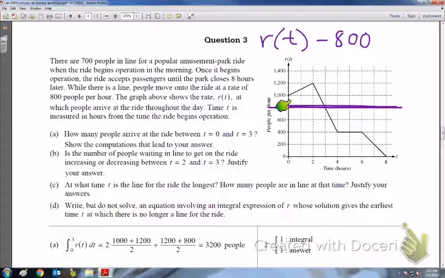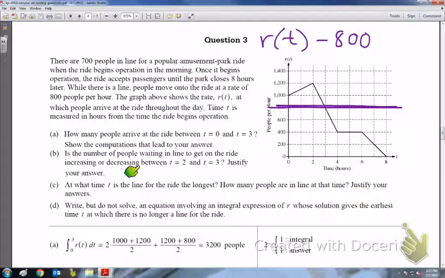Essentially, whenever this rate function, r of t, is above this purple line, that means people are being added to the line faster than they're being subtracted from the line. So for all of these values between 0 and 3, the line is getting longer because people are coming to the line faster than they're leaving it. Everything after 3, however, is below 800. So people are not coming to the line as fast, which means they're still leaving at a rate of 800, way up here, but they're only coming at a rate of 400, for example. And so the line is getting shorter everywhere past 3.